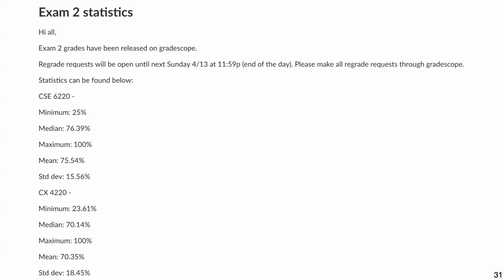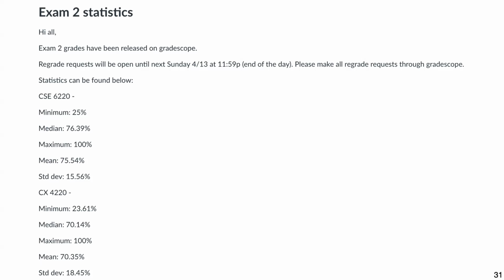But just briefly, this is just a screenshot of the announcement on Canvas. So we have released the exam 2 grades. Oh, pretty good, better than last time. This is broken down by section. So as a reminder, the sections are graded separately. There's 6220 and there's 4220.